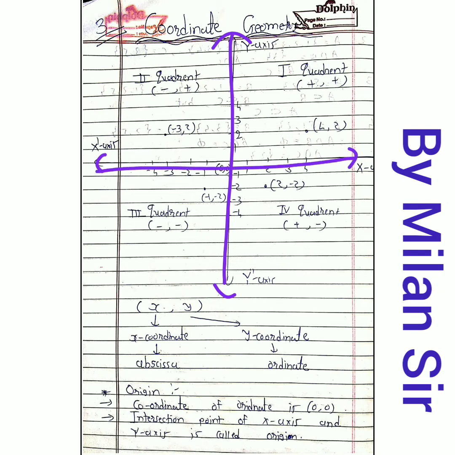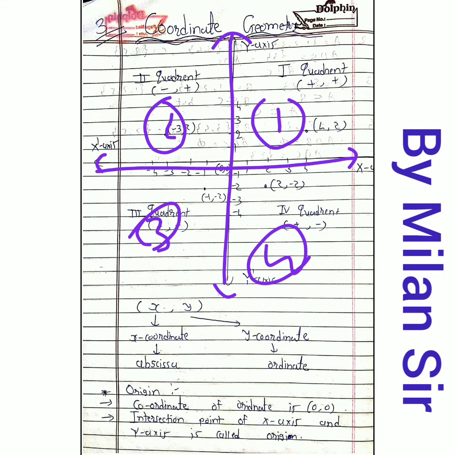If we draw these two number lines, then we get four parts: first part, second part, third part, and fourth part. If we draw one vertical and one horizontal line, then it makes four parts. These parts are called quadrants.